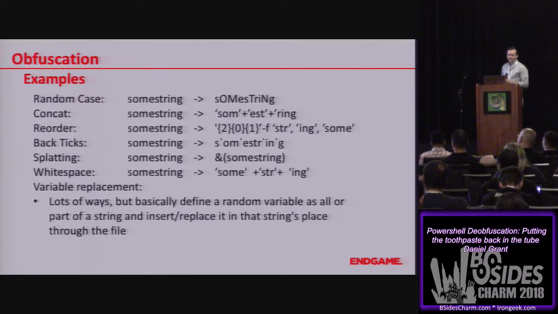There are a bunch of others, splatting, white space, all that sort of stuff. And then there's variable replacement. If you just define a random variable as a string at the beginning of your file, then you can replace it all throughout the function, and it makes it really hard to read.